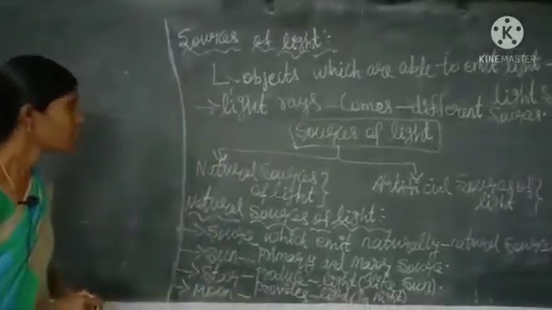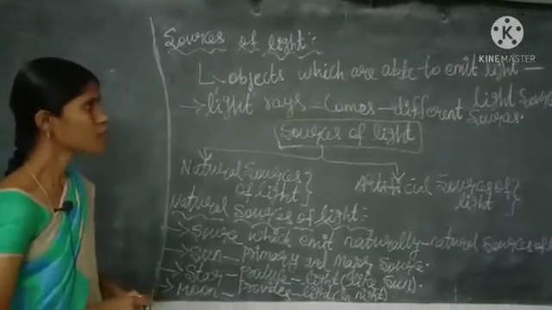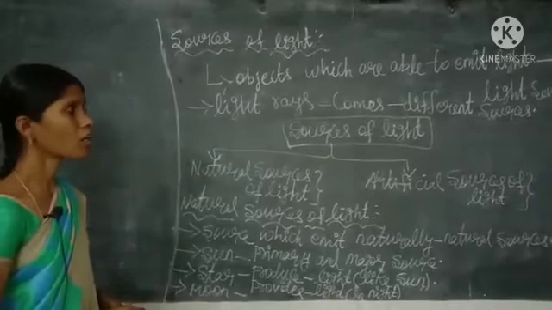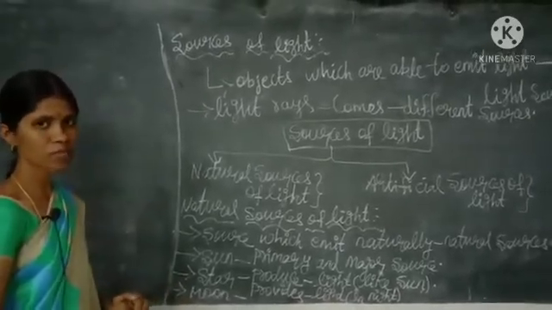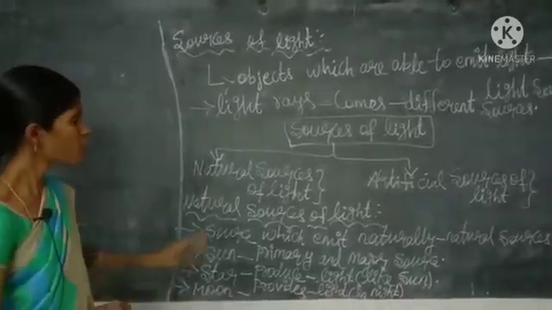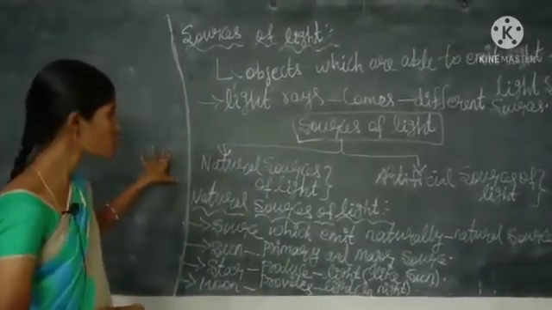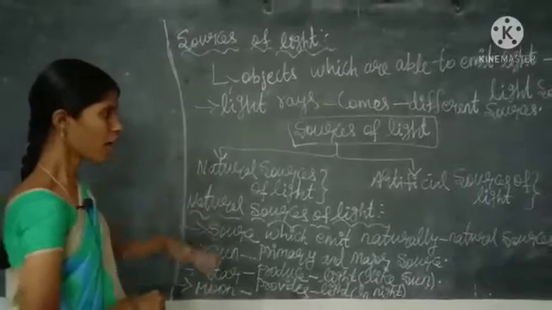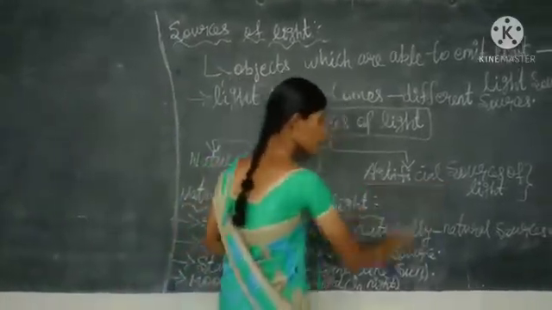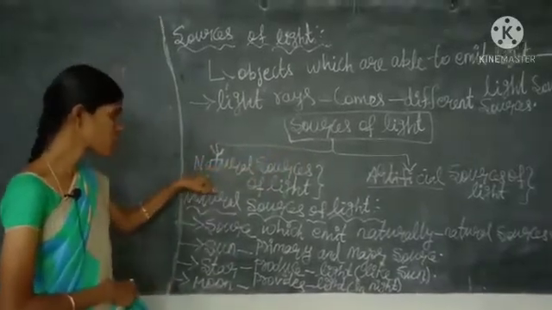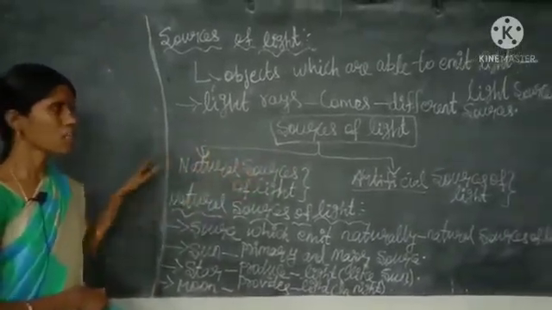Light rays come not from one source, but from different sources. The sources of light can be split into two parts. The first one is natural sources of light and the second one is artificial sources of light.